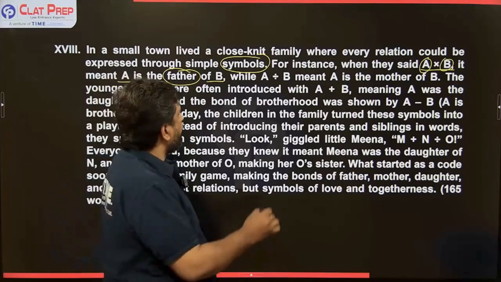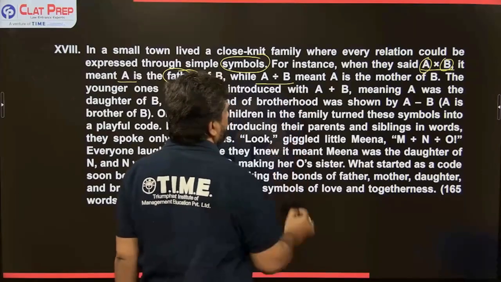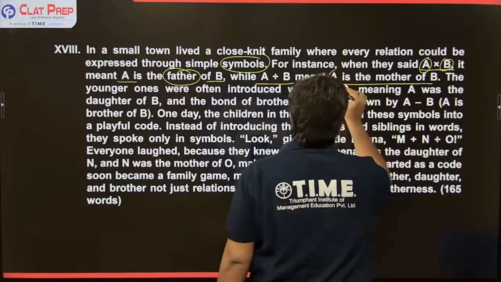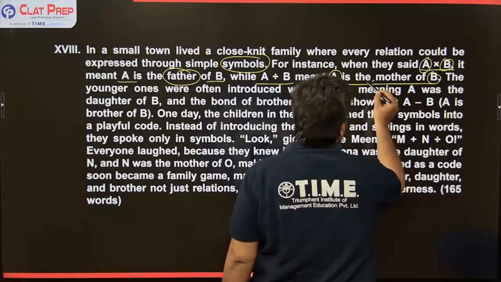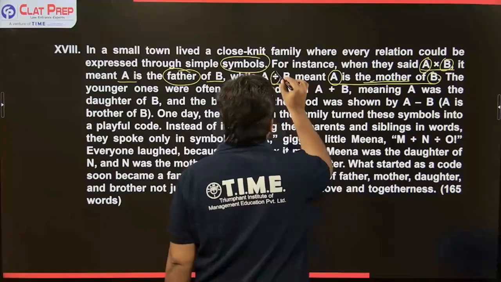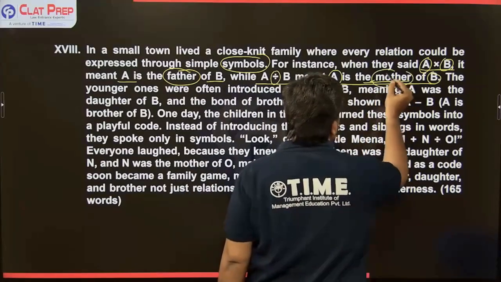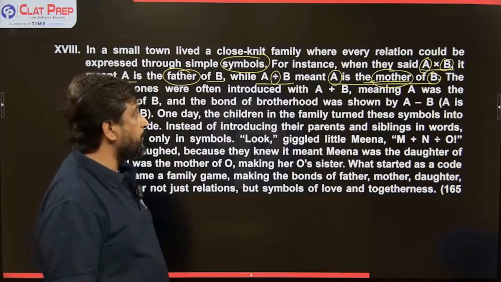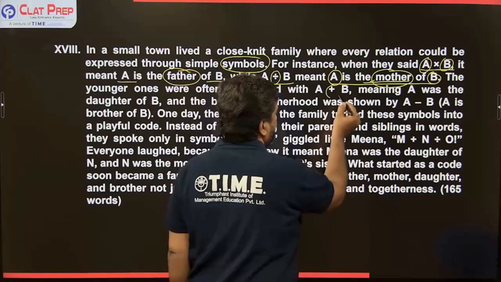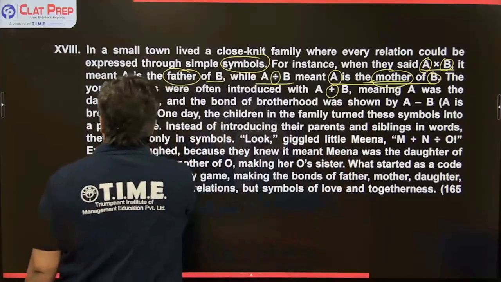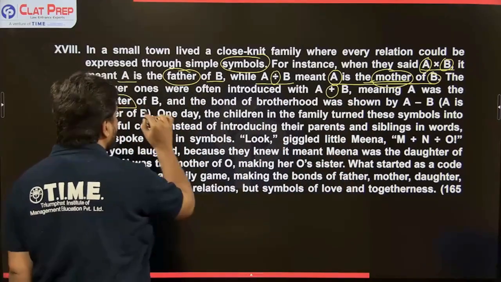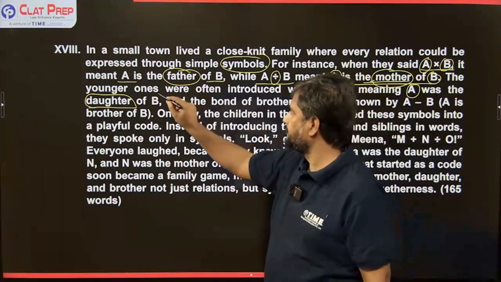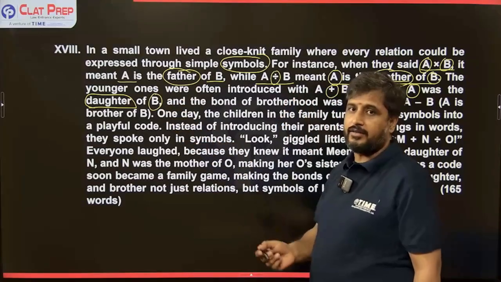Now, A divided by B meant A is the mother of B. Again, the order is the same, A B, and the relationship is mother. Wherever you see the divided by, the relationship is mother. The younger ones were often introduced with A plus B. Plus meant A was the daughter of B. Again, the order is the same, A, B. So you have to be very careful regarding the order.